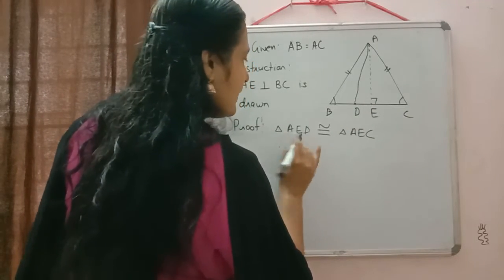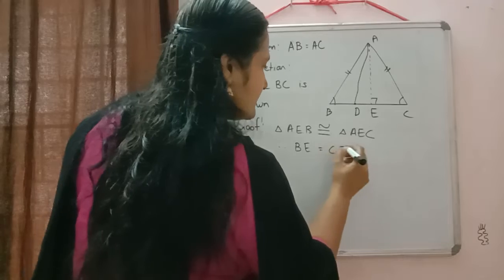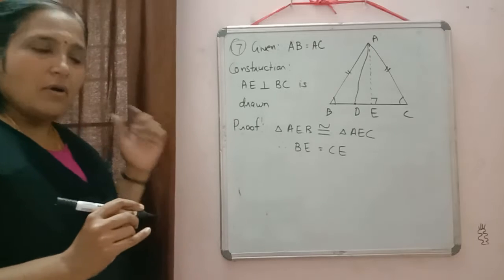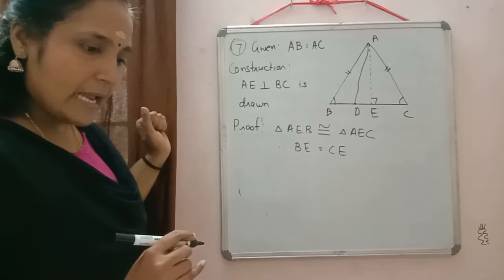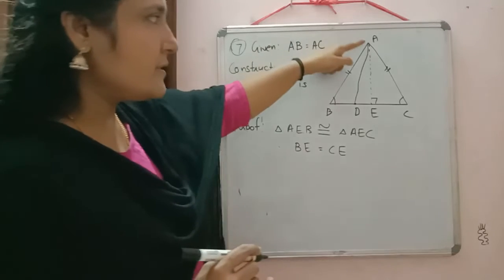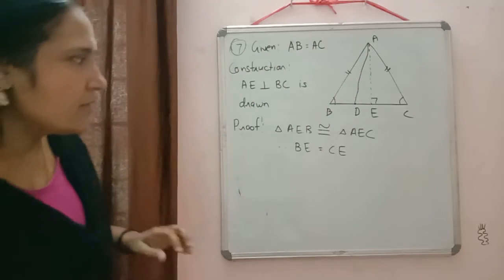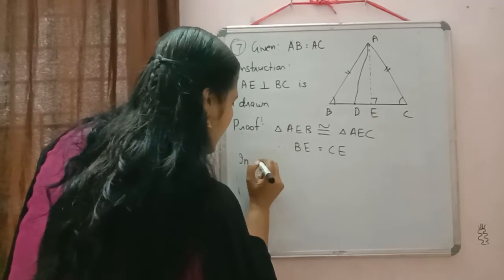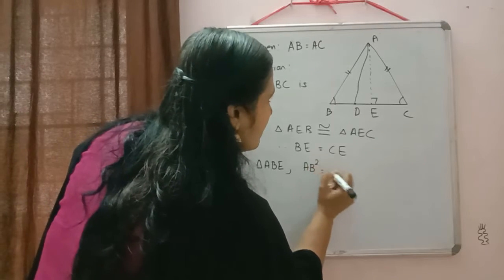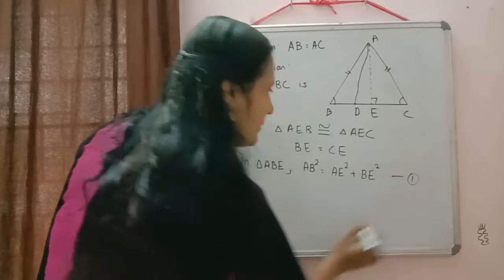Therefore, in triangle AEB, what are we getting here? BE is equal to CE. Now, which sides do we need? We need the sides AB and AD. Do we have a right triangle in which AB and AD are coming? Yes, we have ABE and ADE. So we are going to use the Pythagoras theorem. In triangle ABE, what will come? AB square is equal to AE square plus BE square. Make it equation number 1.